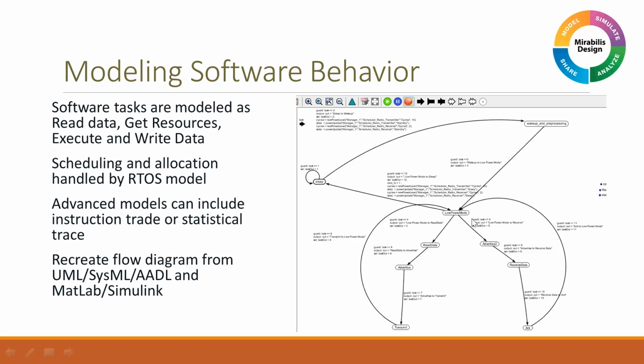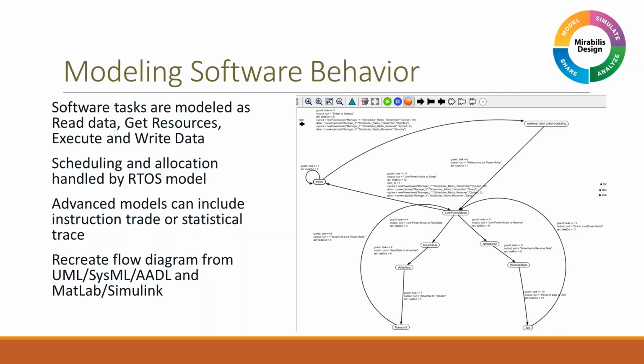So in this case, for example, I have a low power mode: there's a wake up and pre-processing, the sleep, and then there's advertise, the actual transmit, and acknowledge. So the operating system can be doing a variety of activities, or it can be triggering a lot of control activities as well.